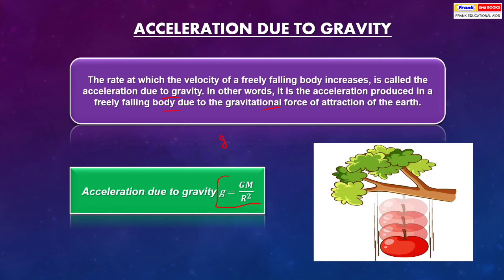The speed at which the apple will fall out of the tree will depend on the acceleration due to gravity. Usually it is taken as 9.8 meter per second square.